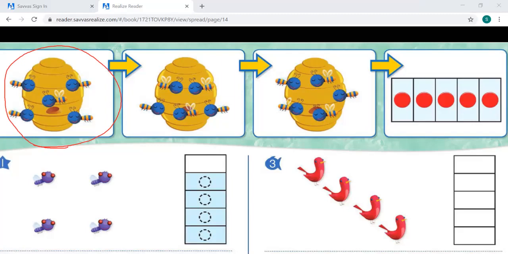We can count the bees, or we can just look at the bees and know that there are 5 because they are in a pattern. Do you see the pattern? There's 1 here and 1 here, 1 in the middle, and then 1 over here and 1 over here. And that is a pattern. So that means there are 5 when you see things arranged in that pattern.